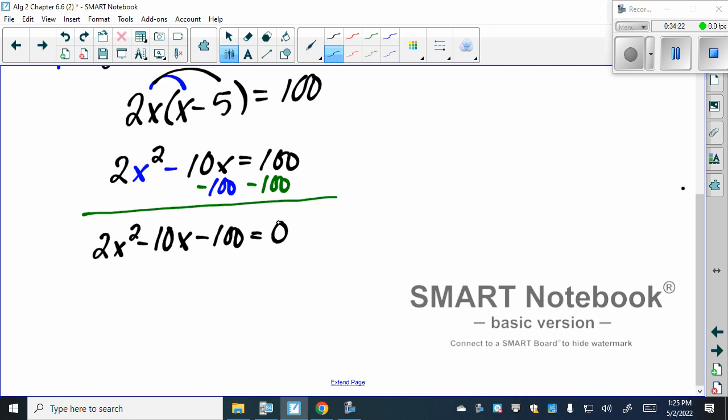Now at this point, we would need to solve. We can do it in one of 3 ways. We can either use the quadratic formula, negative b plus or minus the square root of b squared minus 4ac all over 2a. We can factor it, using a greatest common factor and our 2 sets of parentheses. Or we can graph it.